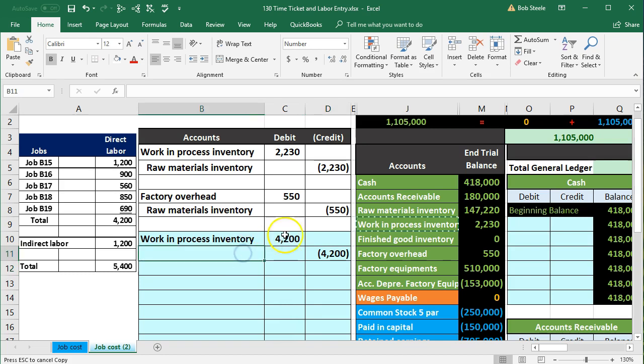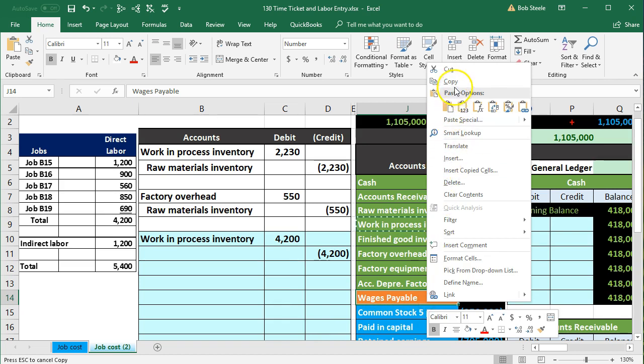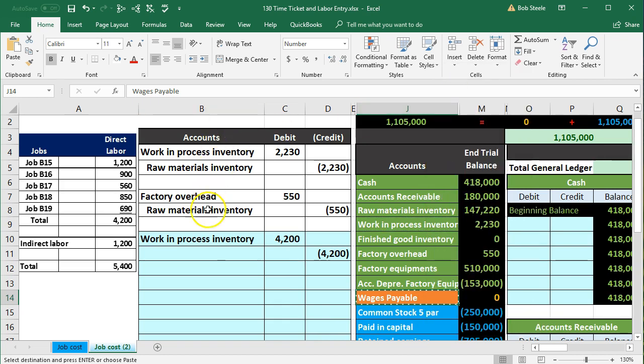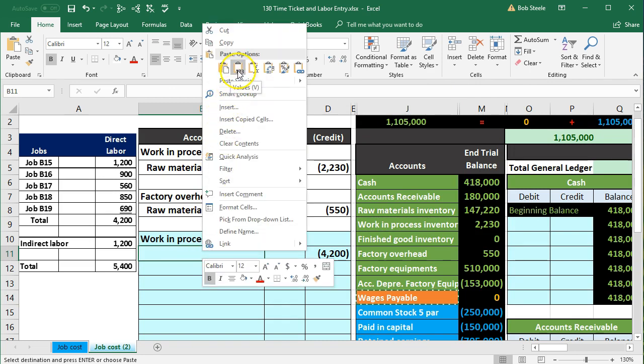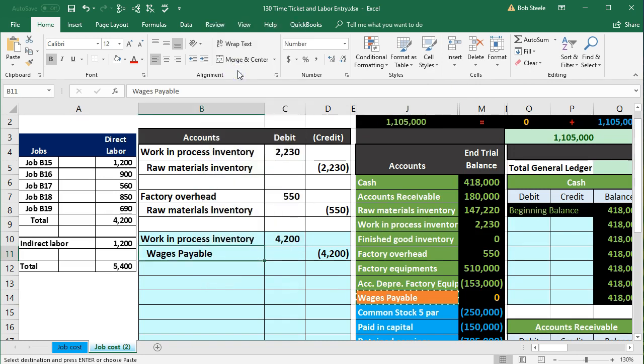Now we could say that we paid cash, but typically in a lot of book problems, and in practice, we may go into wages payable first and then pay it at a later time. So I'm going to put wages payable. So J14, right click and copy. We're going to put that in B11, right click and paste 1, 2, 3, values only.